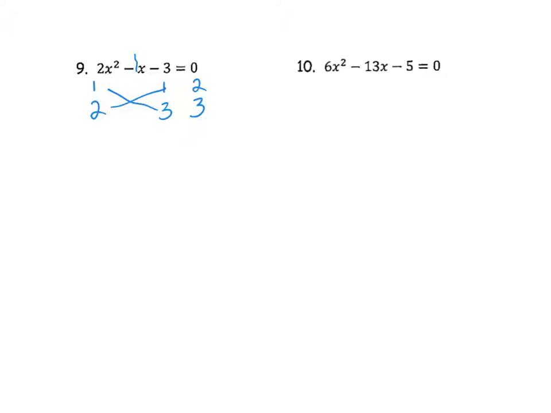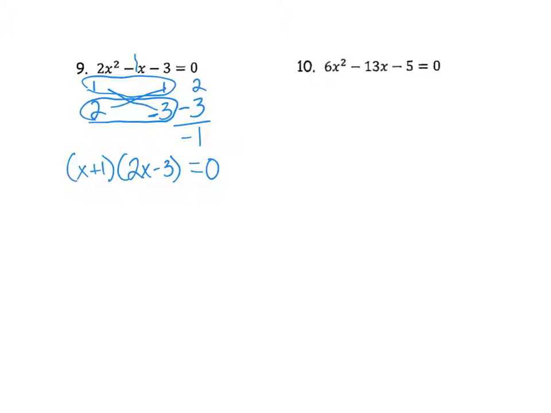I need this to be a negative 1. A 2 and a 3 need to make a negative 1. Negative 3. That means that my 1 times negative 3. That's how I got my negative 3. The 2, that can be positive, right? Let's check. x plus 1 right here, and then 2x minus 3 equals 0.